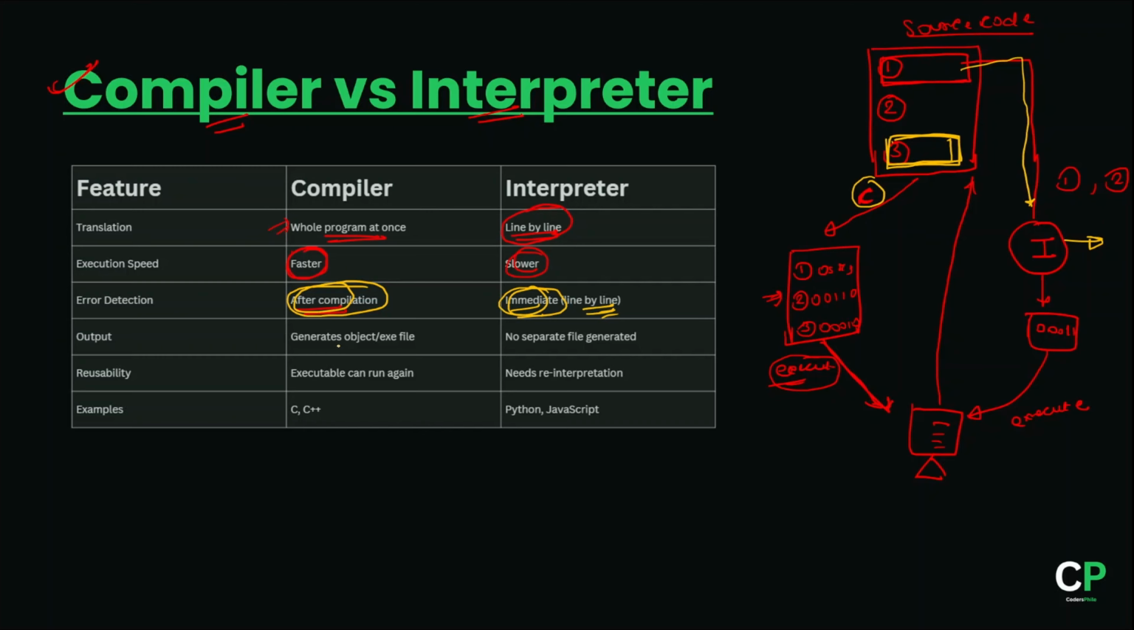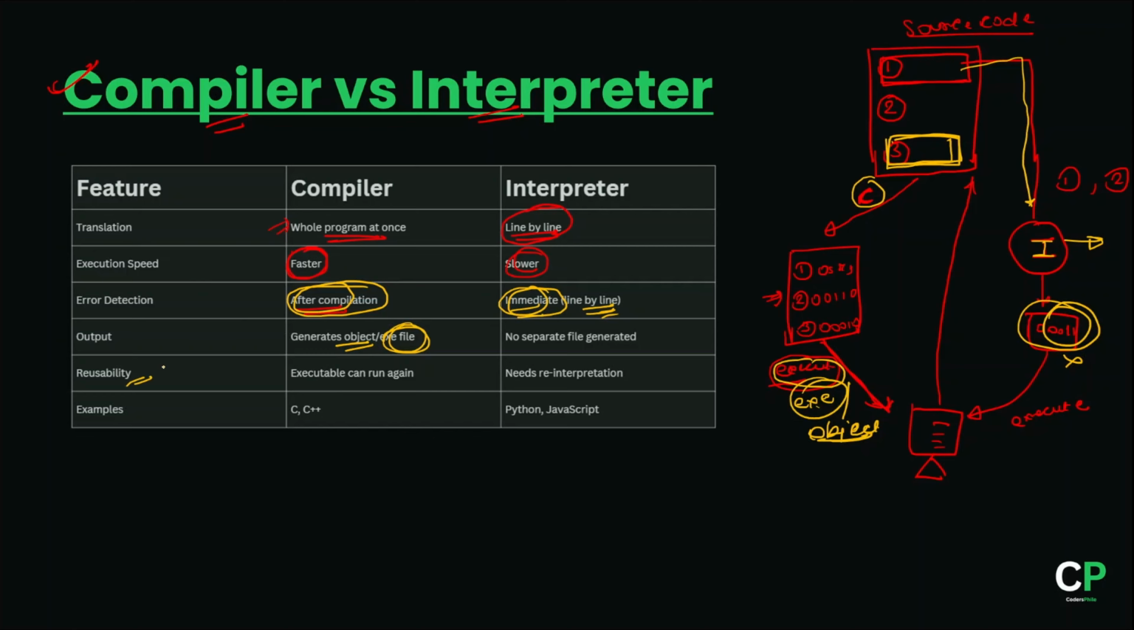Now in case of the compiler, it generates a separate executable file or object file. So this is known as an executable or object file. So in case of the compiler, a separate executable or exe file is generated. But in case of the interpreter, no separate file is created. As you can see here, no separate file is created.